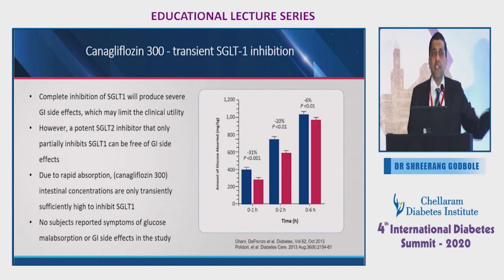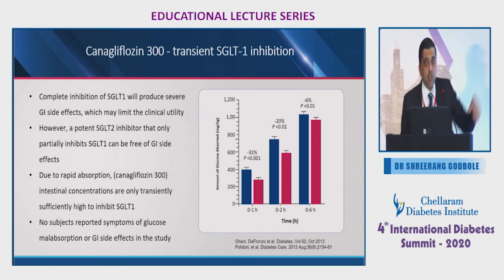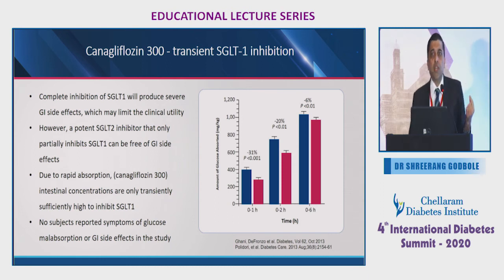After that, from the 2nd to the 6th hour, there is in fact a compensatory increase in the glucose absorption. So if you look at the extreme right column, that is 0 to 6 hours, you find at the end of 6 hours, the difference is just 6% between the two groups. And therefore, what I'm trying to emphasize is that the inhibition of SGLT1 with Canagliflozin 300 is transient. It's only for 2 hours. So complete inhibition will produce severe GI side effects. It may limit the clinical utility.